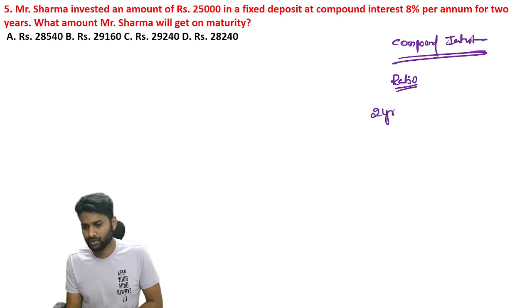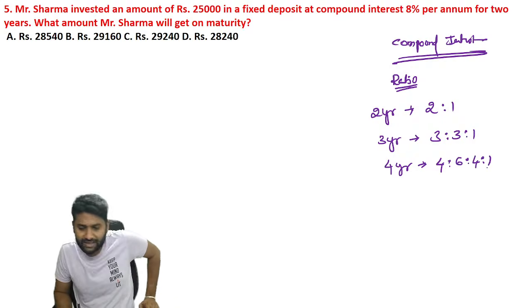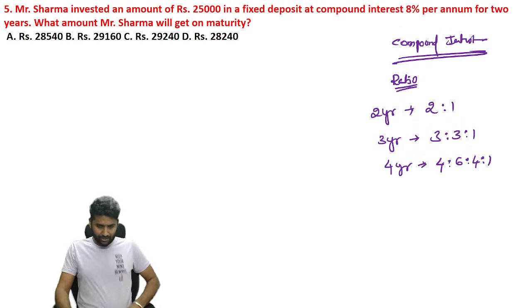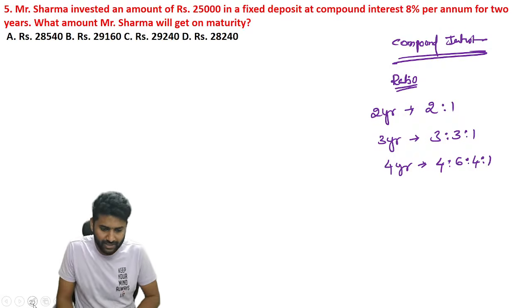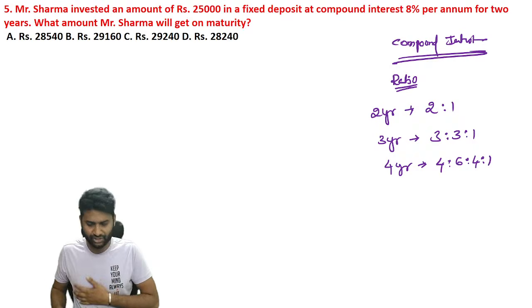If any question is about 2 years, if you want to calculate 2 years of interest, then the ratio is 2 is to 1. If it is 3 years, then the ratio is 3 is to 3 is to 1. If it is 4 years, then the ratio is 4 is to 6 is to 4 is to 1. So this is completely a ratio method. We already completed a compound interest video in my last session. If you go through that, you will understand how we get these ratios.